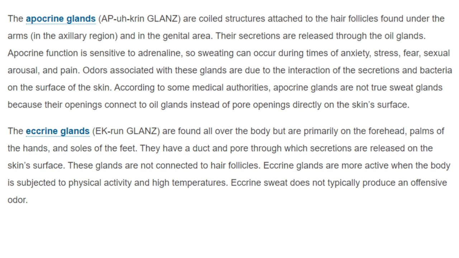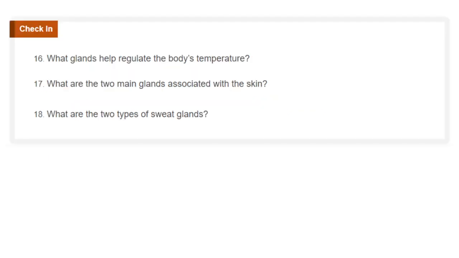The eccrine glands are found all over the body but are primarily on the forehead, palms of the hands, and soles of the feet. They have a duct and pore through which secretions are released on the skin's surface. These glands are not connected to hair follicles. Eccrine glands are more active when the body is subjected to physical activity and high temperatures. Eccrine sweat does not typically produce an offensive odor.